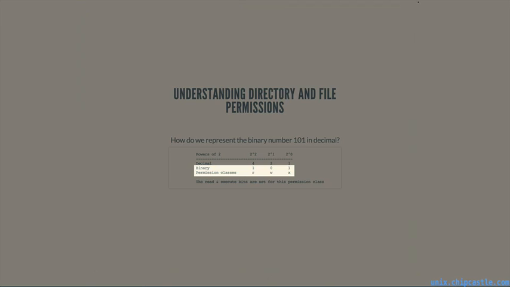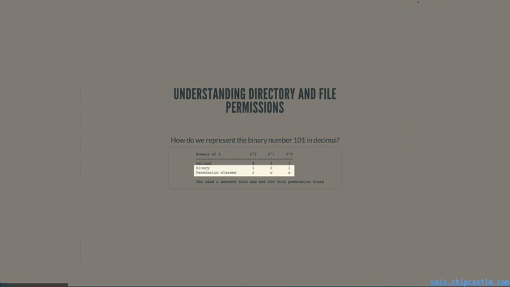Let's revisit our temp directory to drive these examples home. Looking at the collaboration file, let's focus on each of the permission classes one at a time. First, we have the user class, which is on the far left. We see that we have the read and the write bits set. Adding those numbers up would mean we would add 4 plus 2 plus 0, meaning that it's 6 for the user class.